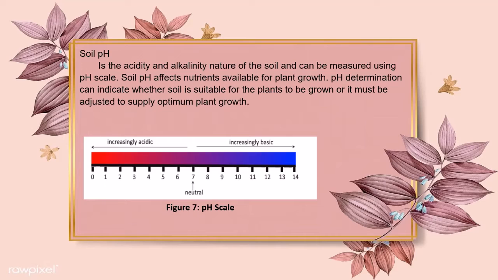Soil pH is the acidity and alkalinity of the soil and can be measured using the pH scale. Soil pH affects nutrients available for plant growth. pH determination can indicate whether soil is suitable for the plants to be grown or it must be adjusted to supply optimum plant growth.